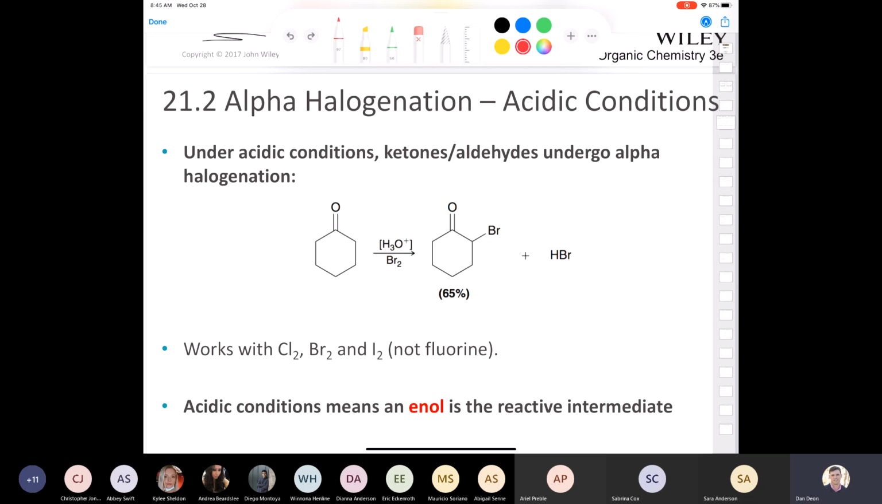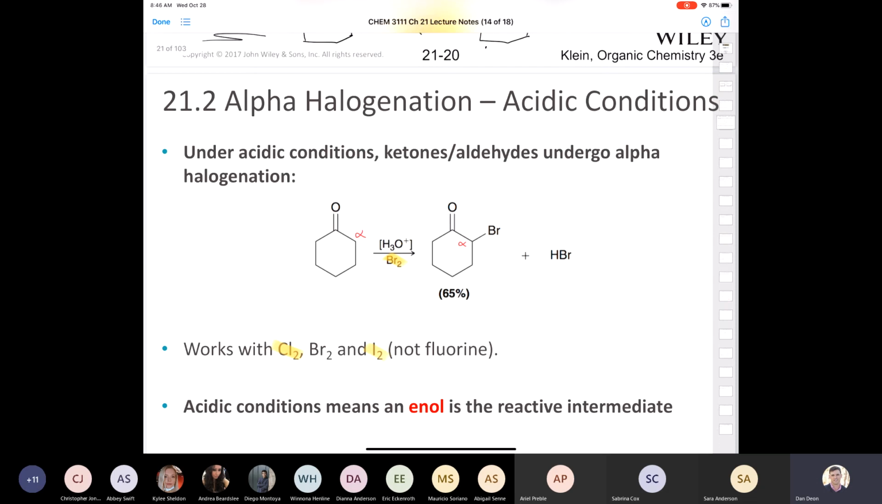So it undergoes what's called alpha halogenation, right? We have our alpha carbon, and then it's got a halogen on it when we treat it with an acid catalyst and bromine. Instead of just using bromine, you could also use chlorine or iodine. You can't use fluorine, it's too reactive. But acidic conditions tell us that an enol is the reactive intermediate. And we already looked at the mechanism of the tautomerization of a ketone or aldehyde under acidic conditions.